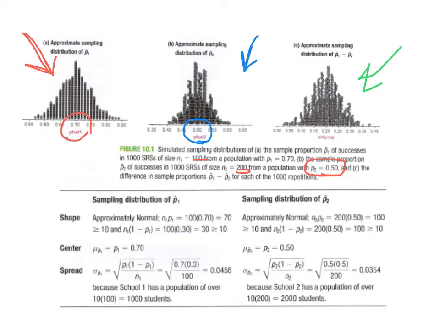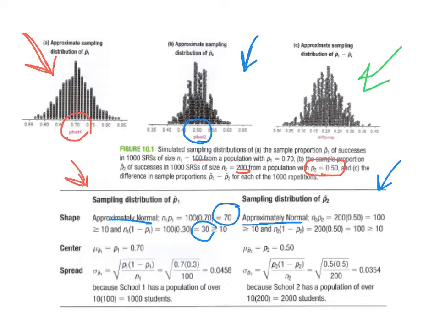Let's focus first on the sampling distribution of P hat 1 and then P hat 2, with some reminders of what's going on there. For both of these sampling distributions, we can say that the shape is approximately normal. We're looking at the distribution, but we're also checking our large counts. N times P, so 100 times 0.7 is 70, which is greater than 10. N times 1 minus P for this particular school is 30, which is greater than 10.